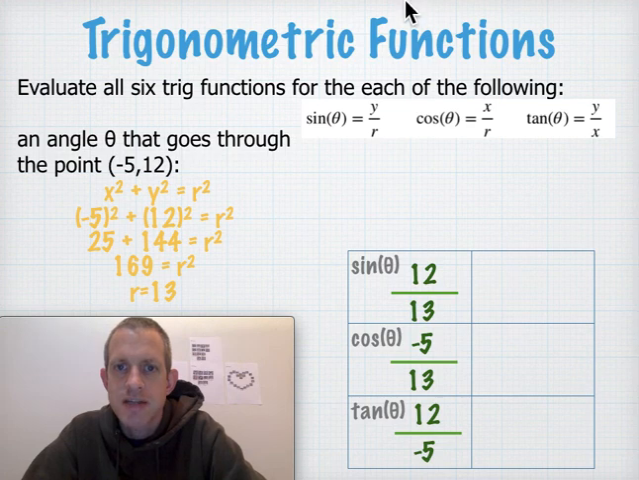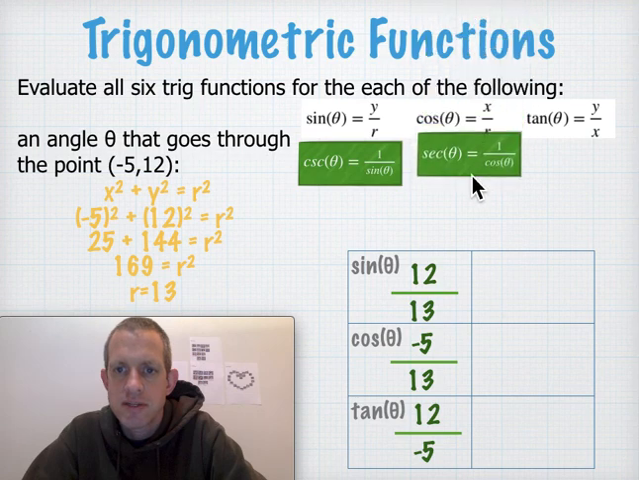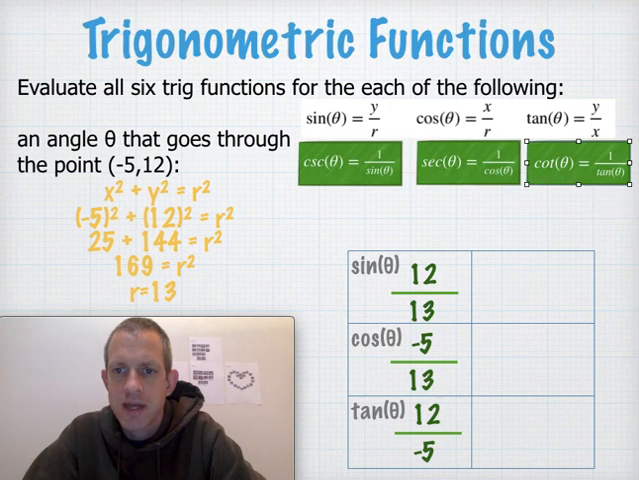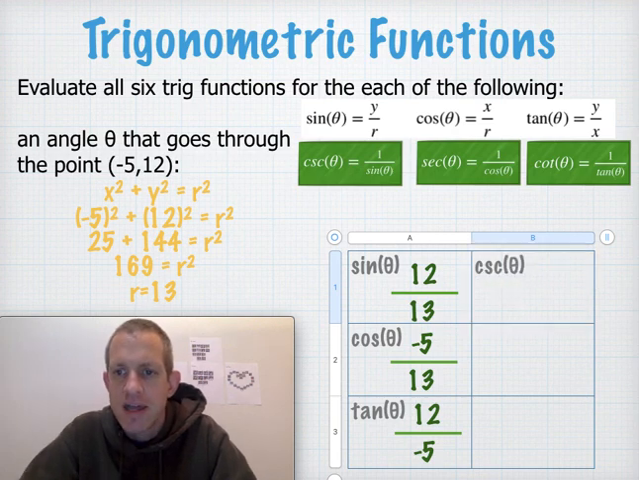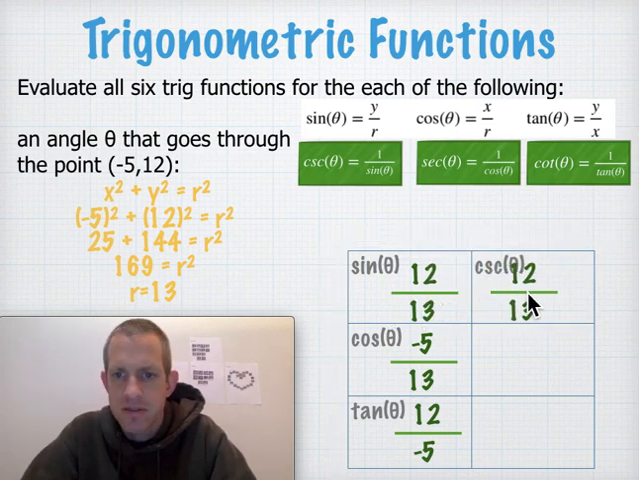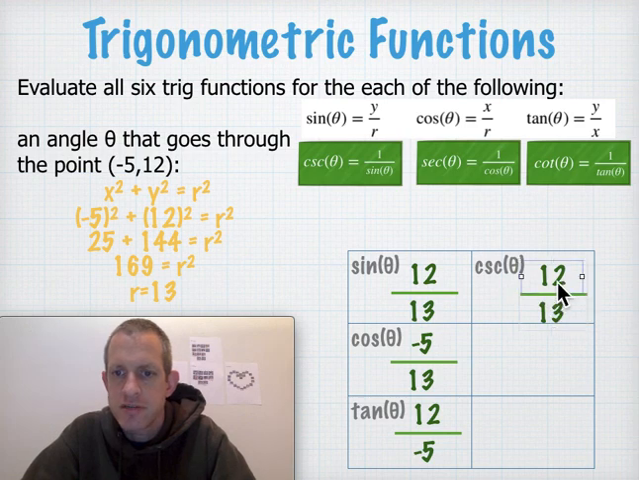Then there are 3 other trig functions, and those 3 others are the reciprocal trig functions. So sine's reciprocal is cosecant, cosine's reciprocal is secant, and tangent's reciprocal is cotangent. And it's probably best that you memorize them that way, as reciprocals of things, as opposed to r over y or some combination of letters like this. And so if we wanted to complete our table, cosecant is the reciprocal of sine. And so it's going to be the reciprocal of 12 over 13. And so that would be 13 over 12.